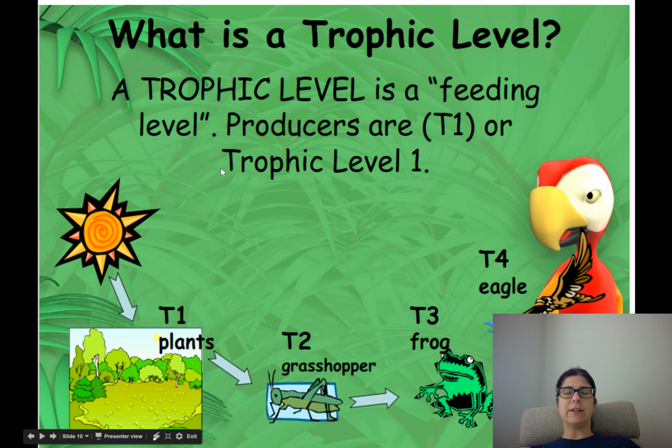A trophic level is a feeding level. So we start using these vocabulary terms, and you may or may not have heard about this in middle school. Producers, we call the first trophic level, T1. They are the first organisms receiving the sun's energy. The energy that goes from the plants to the grasshoppers, now we're on the second energy level. And then we move to the third and the fourth.